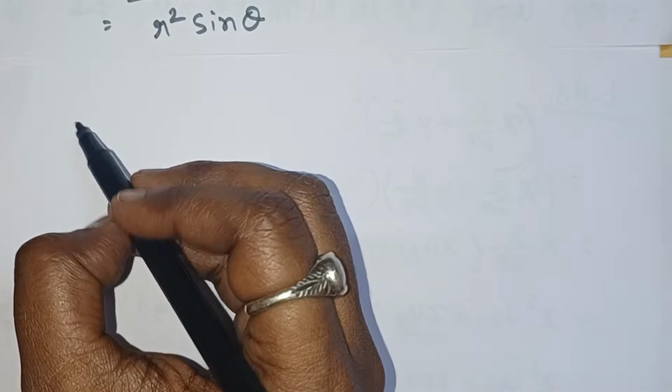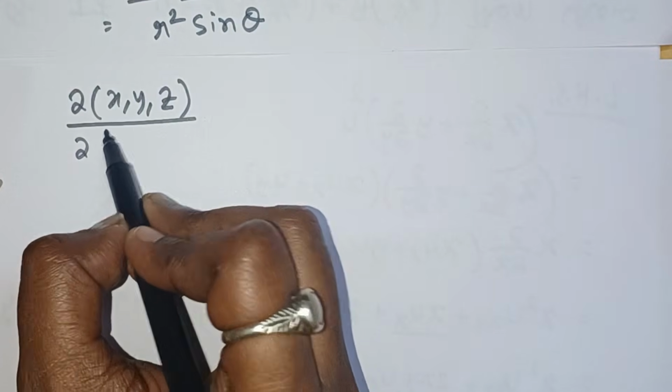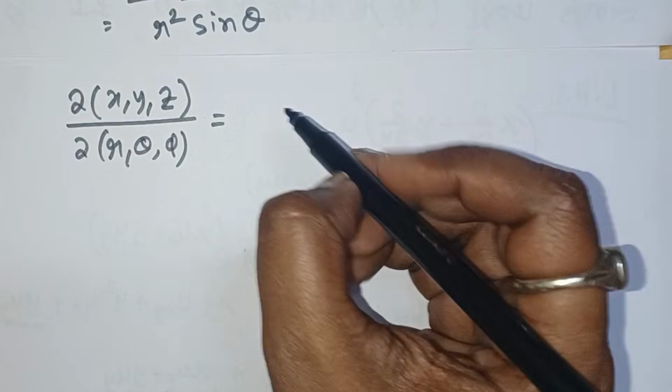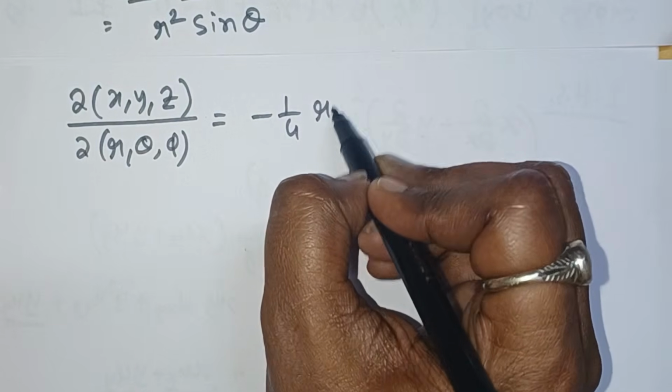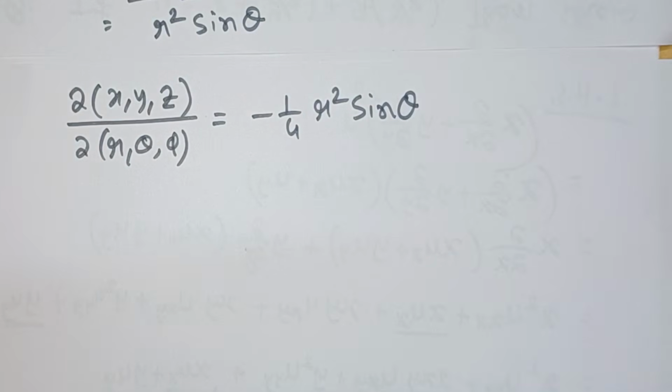Now multiply these two to get the final answer. So del xyz del r theta phi is equal to finally minus 1 by 4 r square sin theta. This is the final answer.